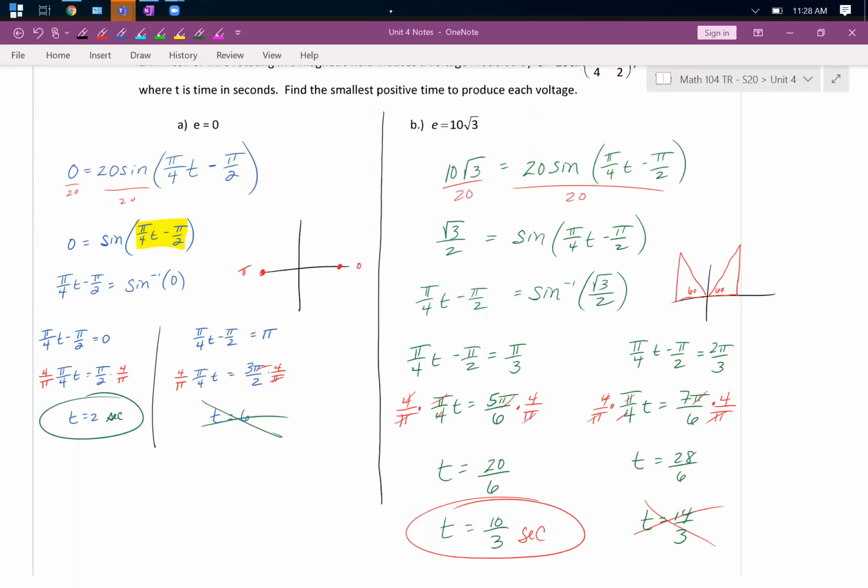Where'd you get the 5 pi over 6 from? I added the pi over 2 to both sides, so pi over 3 plus pi over 2 gives us 5 pi over 6, because I got to get a common denominator. And I did the same thing over here.